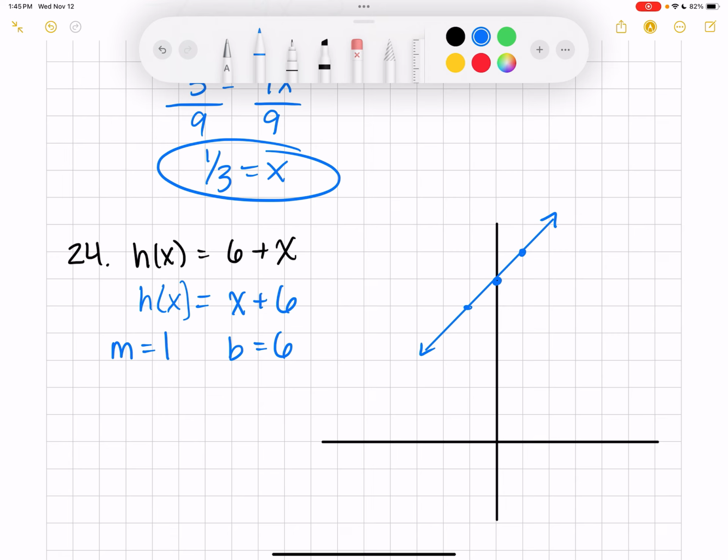No different than what we were doing when it was y equals mx plus b, other than y is always by itself, quote unquote, because it's always set up this way. So you start at 6, because that's my intercept. You go up 1? Yep, because the slope is 1. So it goes up 1, right 1.